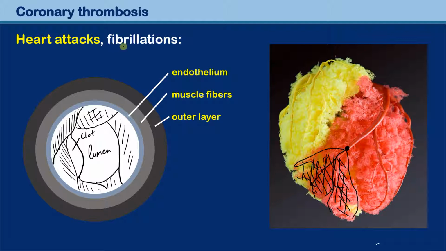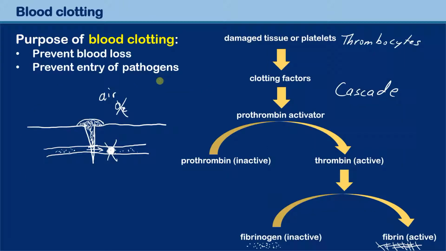And over here it says fibrillations. These are irregular heartbeats. So that's basically it. You've got to remember this here. You've got to remember the sequence of steps over here in the cascade during blood clotting. That is important because sometimes there are multiple choice questions which ask for the correct sequence. Okay, that was it.